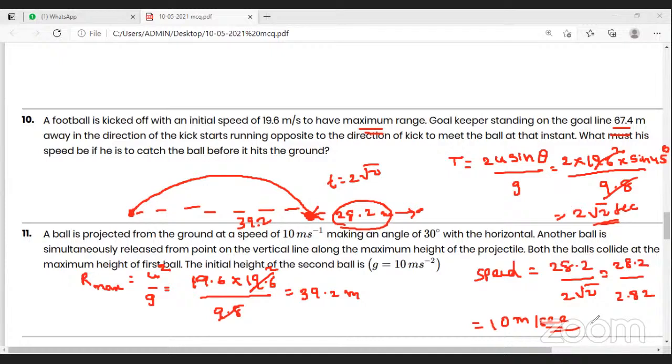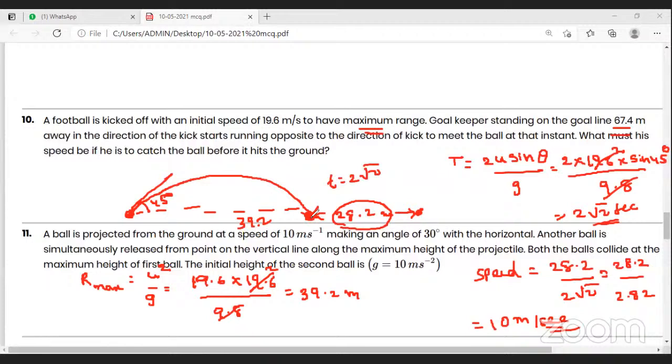Let you understand. Here it was given that the ball is kicked from this particular point. It will reach in such a way that the range is maximum. That means it was projected with an angle of 45 degrees, and velocity is also given. Then from this point at 67.4 meters, the goalkeeper was here. Whenever this ball was kicked, the goalkeeper starts running in this particular direction to catch the ball here. What should be the speed of the goalkeeper?